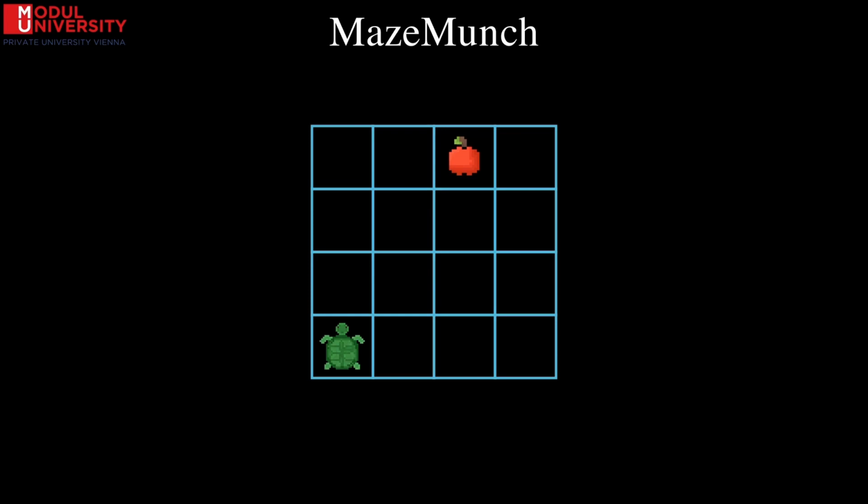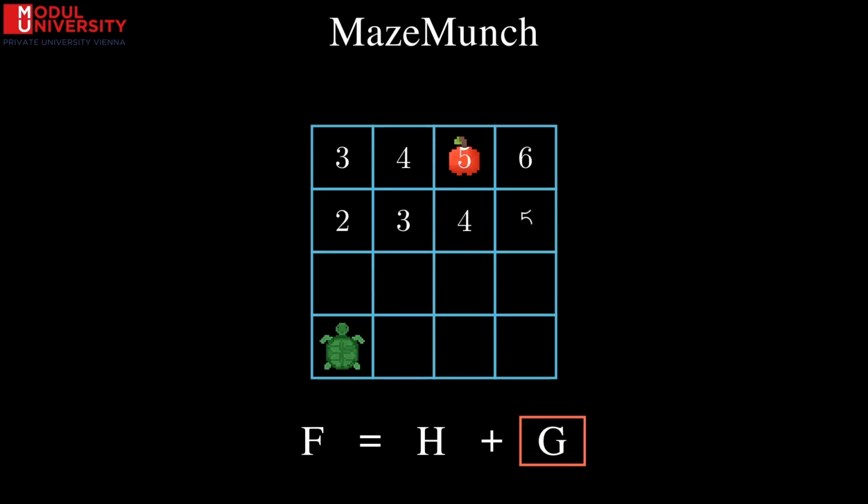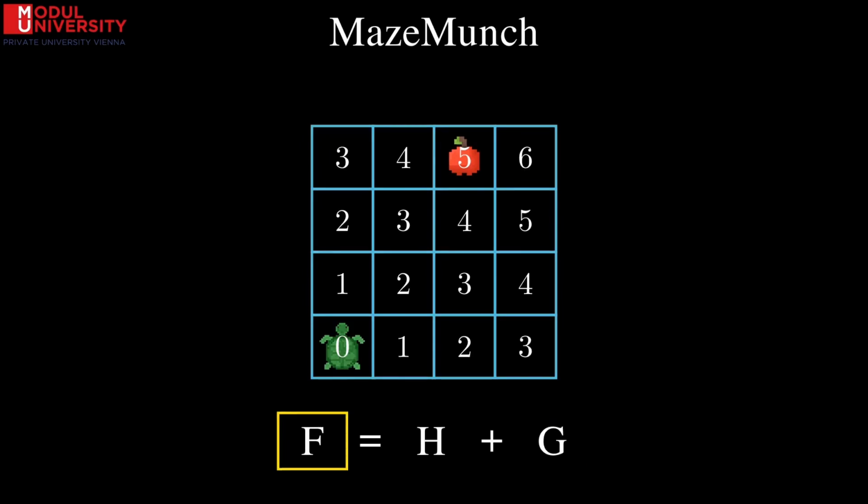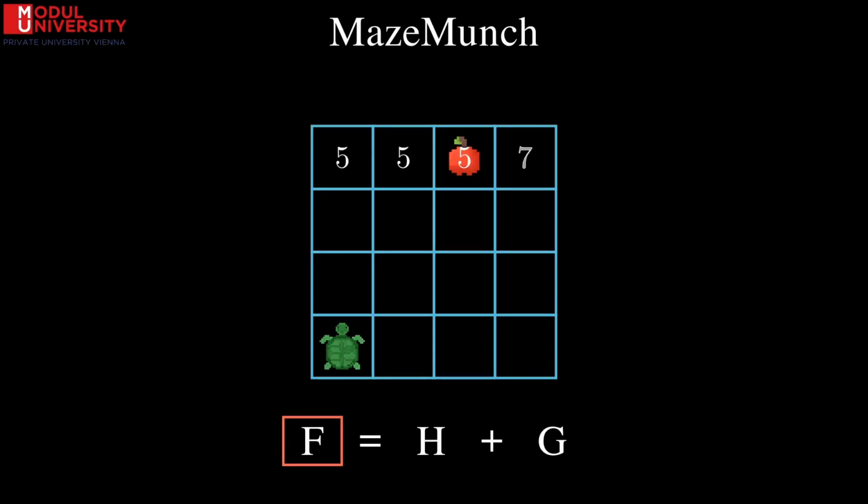The formula that governs what nodes to favor is F equals H plus G. H is the distance from the turtle to the apple, calculated using the Pythagorean theorem. G is the number of nodes that the turtle has traveled from start to the current node. And F is the sum of H and G. It is the cost for getting to a node. The algorithm always picks the nodes with the least cost.